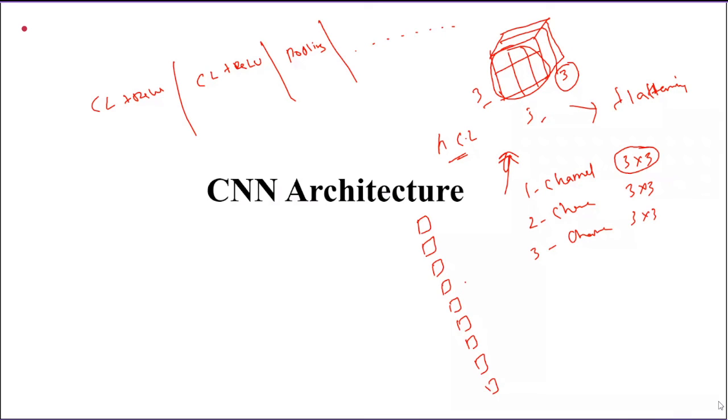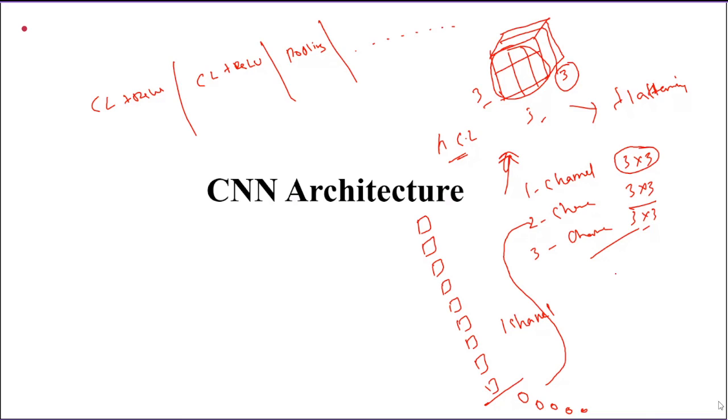This is the first channel. Then next, you will take the second channel and repeat the same process. You will represent each and every pixel, that is 9 pixels, as a neuron. Similarly, you will take the third channel, and these 9 pixels will be considered as neurons.